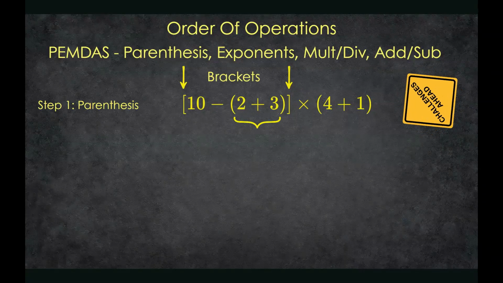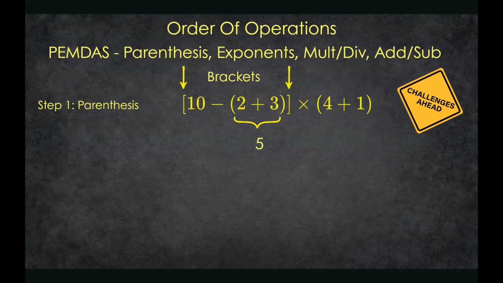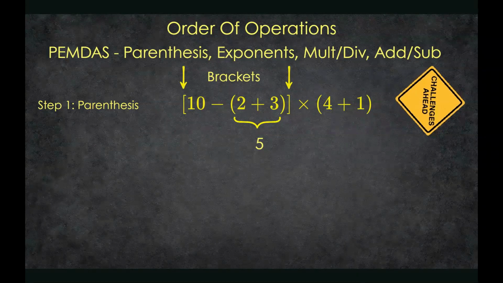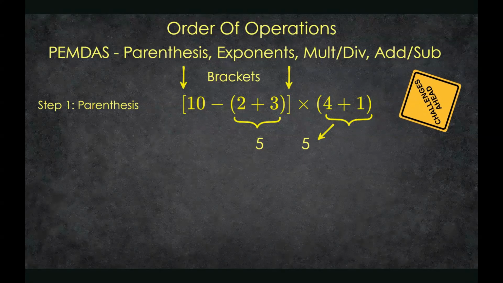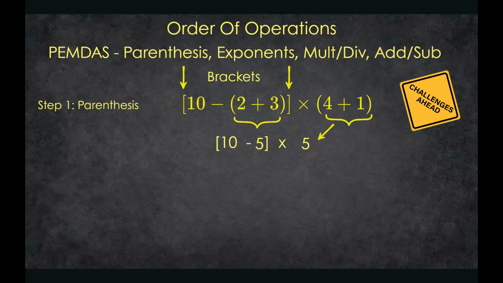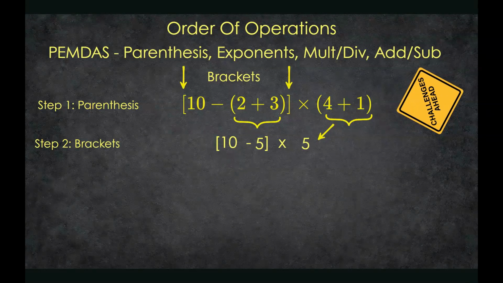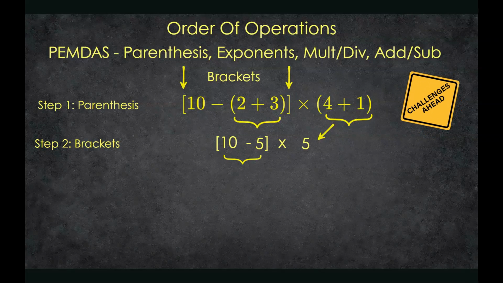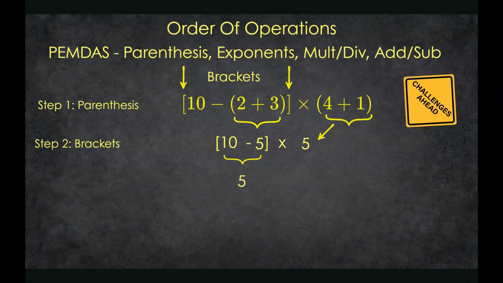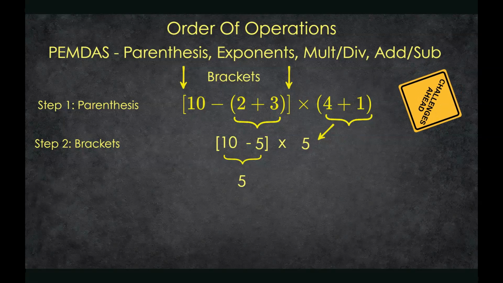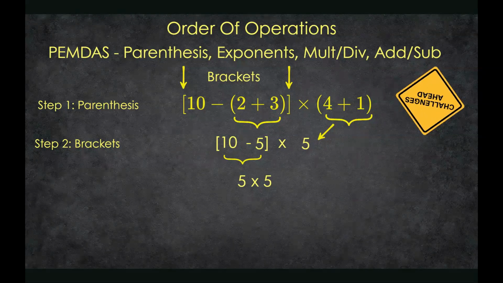So we're going to go ahead and take care of that 2 plus 3, which is going to give me 5. And then I want to take care of that 4 plus 1 on the outside, which is also in parentheses. That is going to give me 5 as well. So now I'm going to drop everything else down. Those brackets are going to come down, and I've got 10 minus 5 inside the bracket times 5, which is outside. So we're going to take care of everything in that grouping symbol. We're going to do 10 minus 5. That's going to give us 5. Drop the times 5 down, and then we're in our last step.